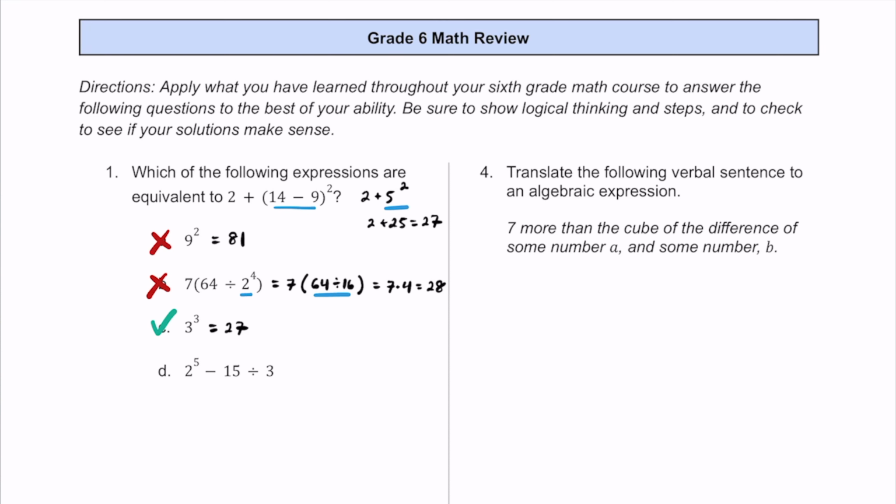And then for part D, let's go ahead and start with the power first. So 2 to the 5th power, that's equal to 32. So it's going to be 32 minus this 15 divided by 3. Between subtraction and division, let's go ahead and do the division first. So 15 divided by 3 is 5. So we're going to have 32 minus this 5, and 32 minus 5, that's going to be equal to 27. So that does check out and equal the expression we had earlier, which was equal to 27.